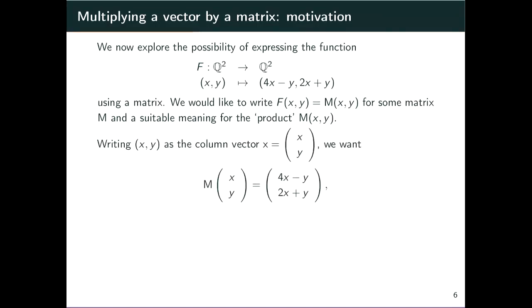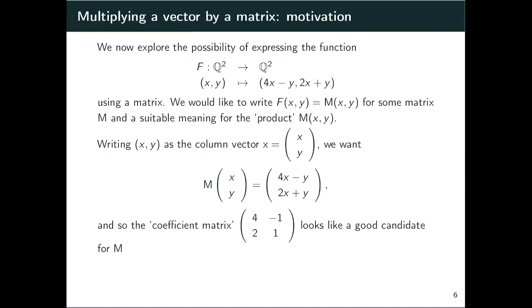Okay, and so the normal way that you write matrix multiplication between a matrix and a vector is you change the vector into a column vector. So in this case, it's got two components, so we write it as the vector, this should probably be a p or something, (x, y). And we want a matrix M, and to define this multiplication between M and this vector (x, y), so that we get this answer here.